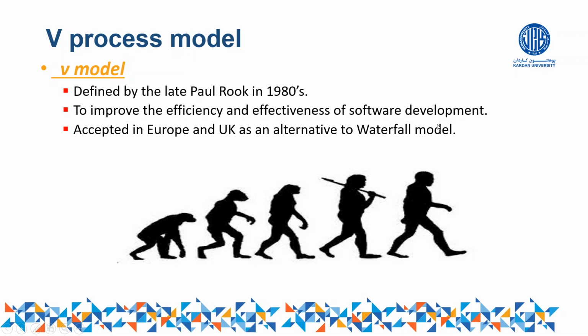The main purpose of the V model is to improve the usefulness of the software development process. Accepted in Europe and UK as an alternative to the waterfall model. Still, there are many agencies that are using this V process model for software development, especially the German Defense Ministry. They apply the V model for different projects, and similarly it is also applied in different agencies in the UK as an alternative to the waterfall model.